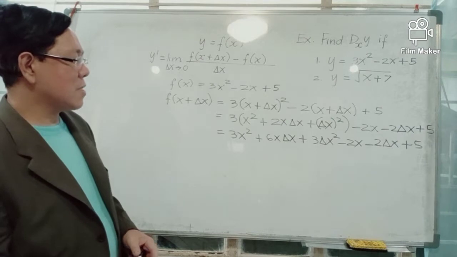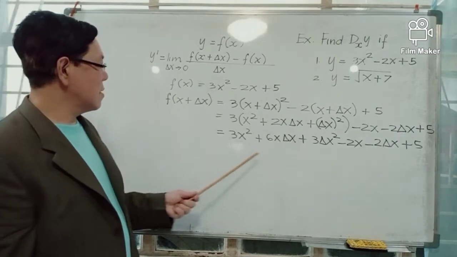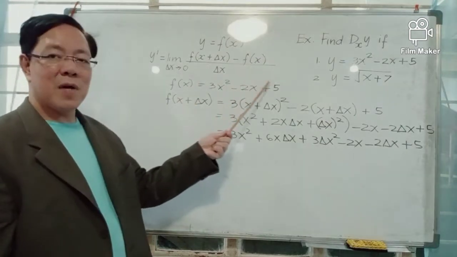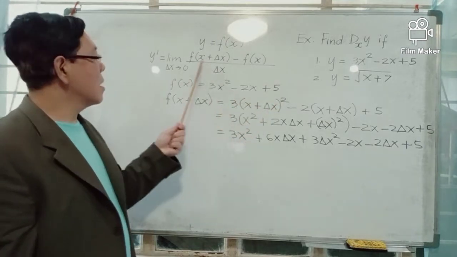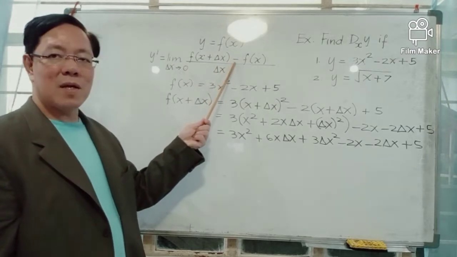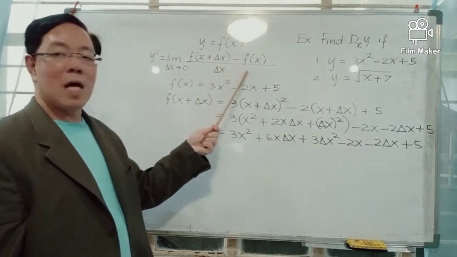And we combine like terms. There are no like terms. Now we have f of x equals 3x squared minus 2x plus 5, and we have f of x plus delta x. Now we get the difference between f of x plus delta x minus f of x.